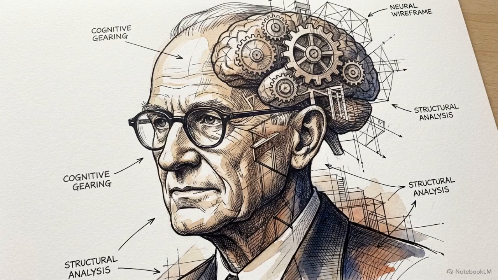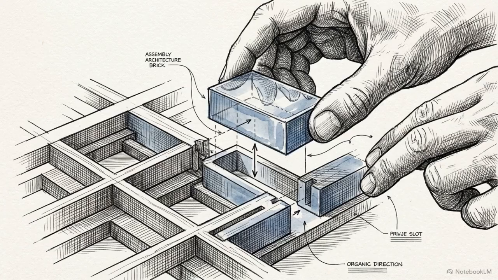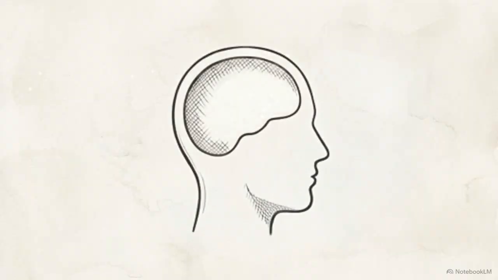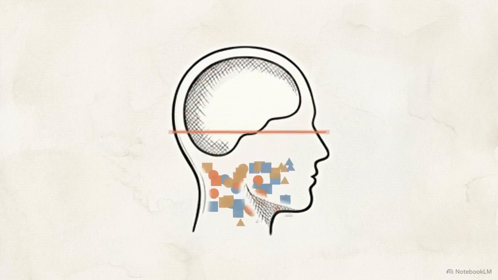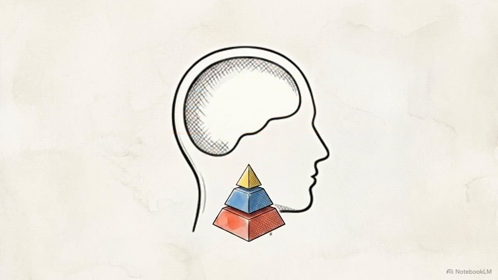Jerome Bruner arrived to challenge this behaviorist illusion. Known as the father of cognitive psychology, he argued that learning is not a matter of absorption. To Bruner, learning is an active, constructive process. We do not simply take in the world, we build internal representations of it. The human brain actively encodes incoming data into distinct, usable formats.